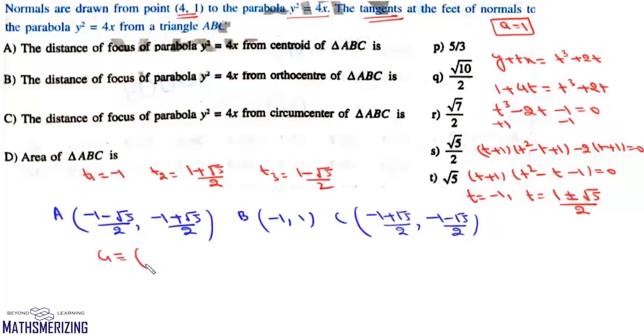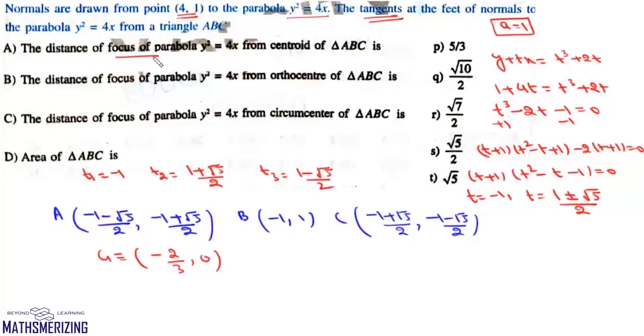So centroid of this triangle will be, now we'll add the x coordinates. So root 5 by 2 will cancel. So we'll get minus 1 and then minus 1. So it will be minus 2 by 3, and its y coordinate, it will be, now root 5 by 2 will cancel. So it will be 0.